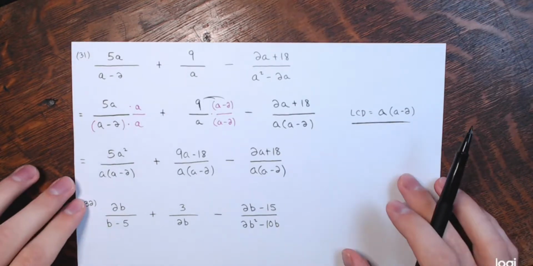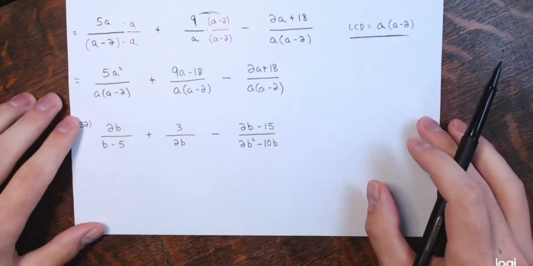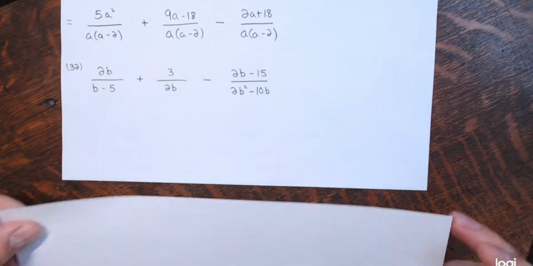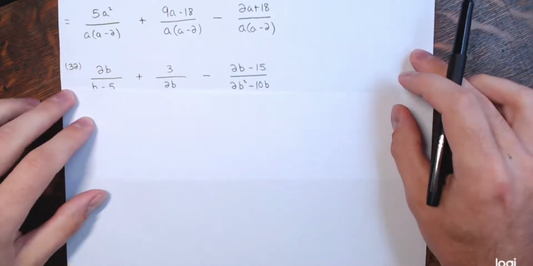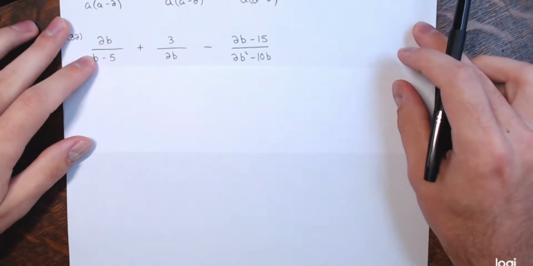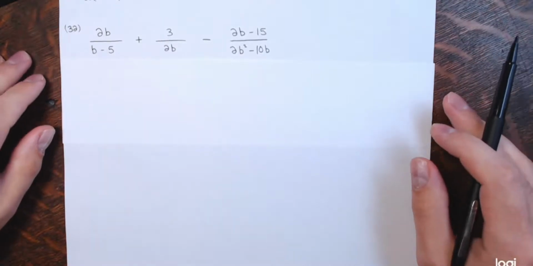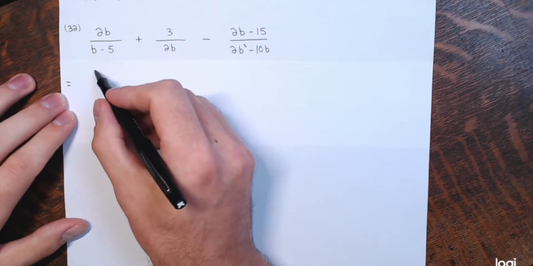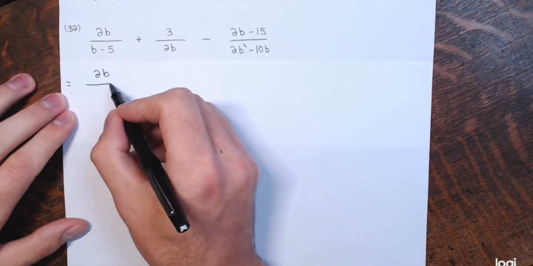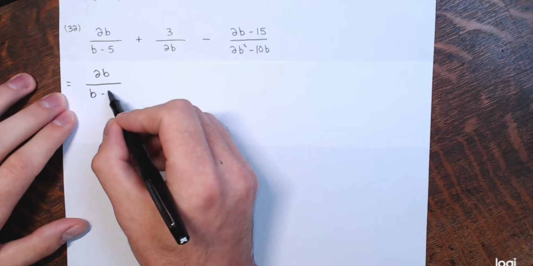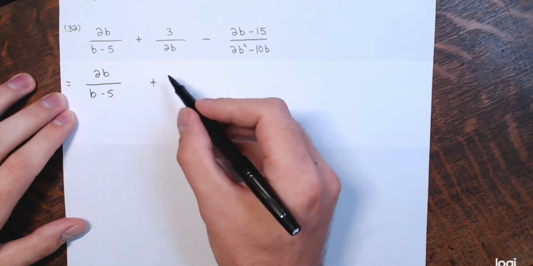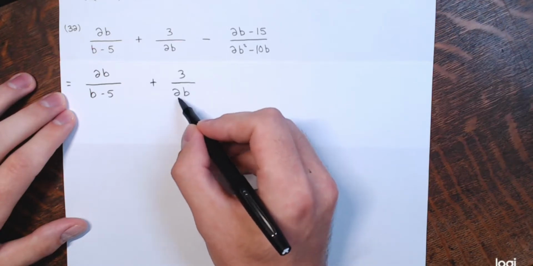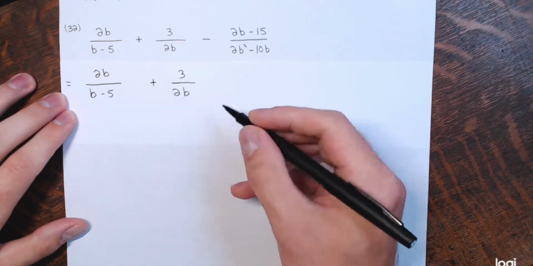Next example, and again, the remaining examples in the video are all very similar. Where I'm adding and subtracting with 3 fractions, but I'm doing the same stuff. Make sure you get a common denominator, least common denominator. So first I factor all the denominators. So we have 2b over b minus 5, that's already factored, plus 3 over 2 times b, that's already factored. 2 times b is totally factored completely.